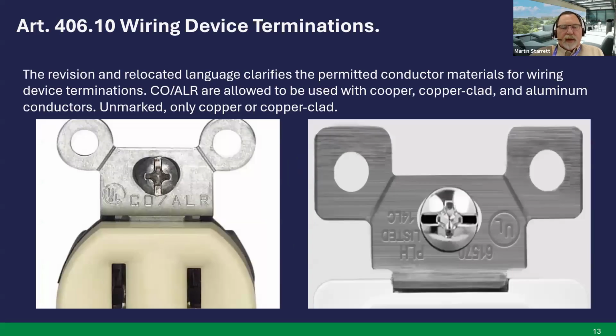Next slide. In Article 406.10, wiring device terminations, the revision and relocated language clarifies the permitted conductor materials for wiring device terminations. If you've got a CO/ALR, they are allowed to be used with copper, copper clad, and aluminum conductors. And if they are unmarked, only copper or copper clad conductors can be used on these devices.